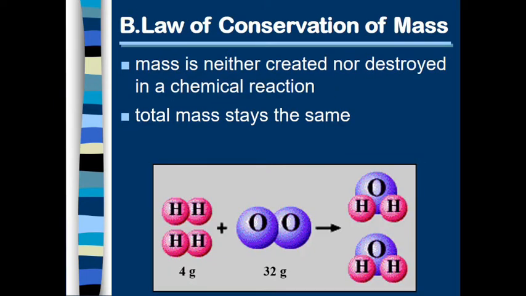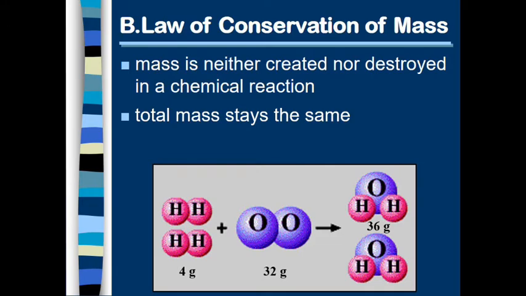A brief refresher on the law of conservation of mass. The definition: mass cannot be created or destroyed in ordinary chemical reactions. That means the total mass has to stay the same for your reactants on the left and your products on the right. So in this example, to make water, we had 4 grams of hydrogen and 32 grams of oxygen. So our product mass would have to be 36 grams since we're not creating or destroying mass.